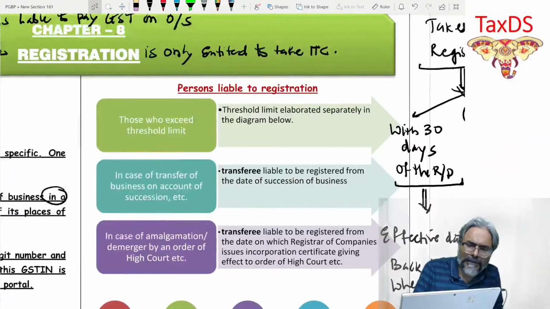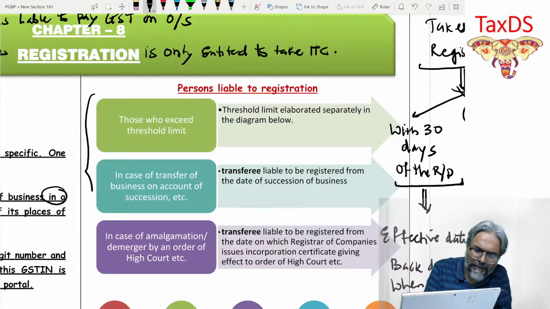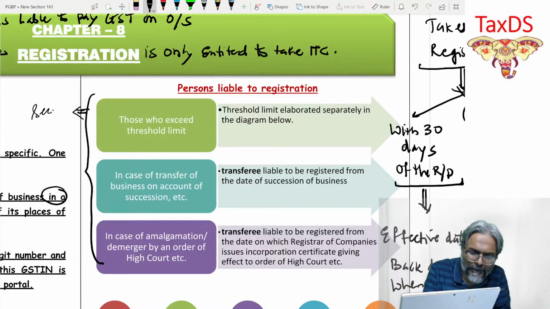Now, students, over here, person liable for registration in this context. Now, students, this particular part which is there for all of you is all about section number 22. If you have got the hard copy, section number 22.